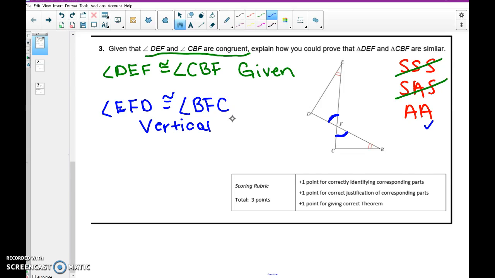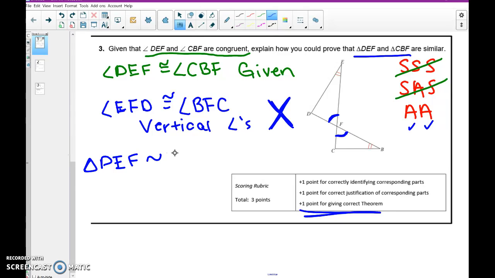Remember we talked about when two lines cross like this, or when you see two V shapes coming to a point like that, those are vertical angles. That's the second set of angles you needed. To finish off the whole thing, you had to give the correct theorem. It's more than just writing this. You have to actually write out that triangle DEF is similar, not congruent. Some of you put the symbol for congruent and got it wrong. It is not congruent. They are similar, and it's by AA.